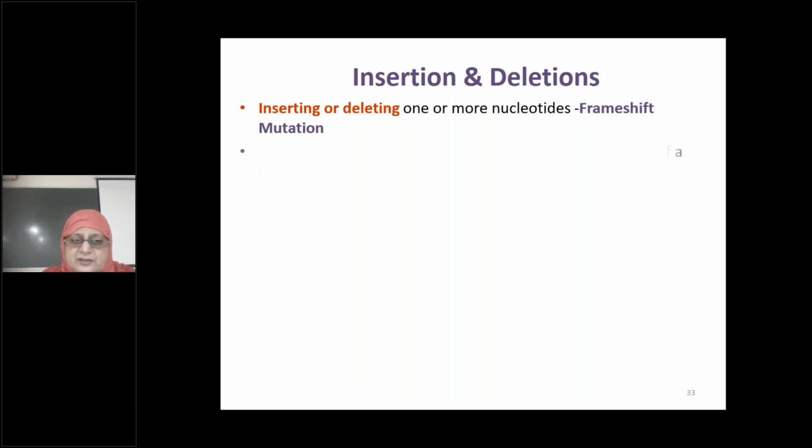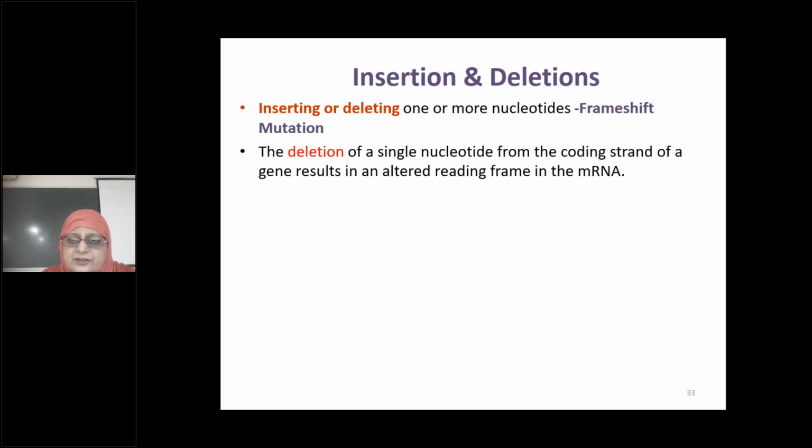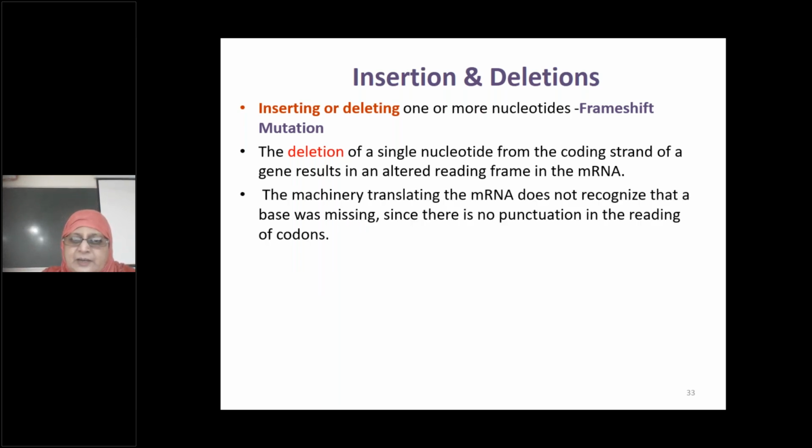Now, insertions and deletions: we talked about substitution, so we will talk about what insertions and deletions are. Inserting or deleting one or more nucleotides will result in a frameshift mutation. The deletion of a single nucleotide from the coding strand of a gene will result in an altered reading frame in the messenger RNA. So what will happen if there is a deletion of a single nucleotide?